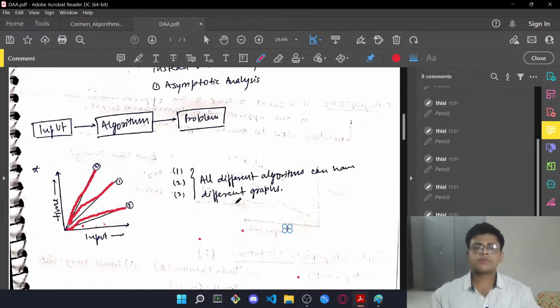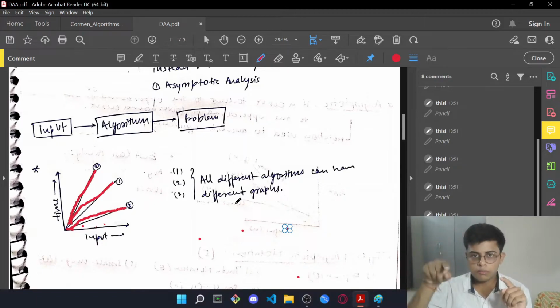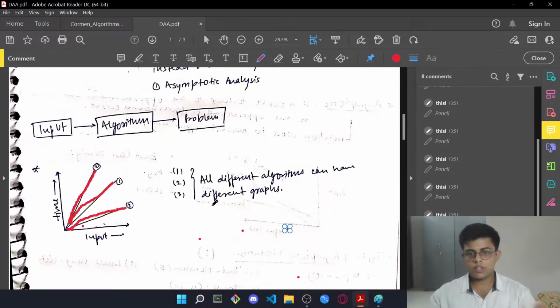Now it's not necessary that there will be a straight line. There can be a curved line or some different figure. Many algorithms have different graphs. This is just an example that I've taken.